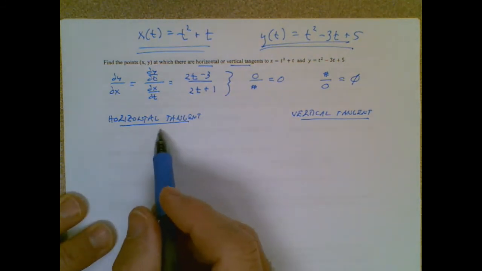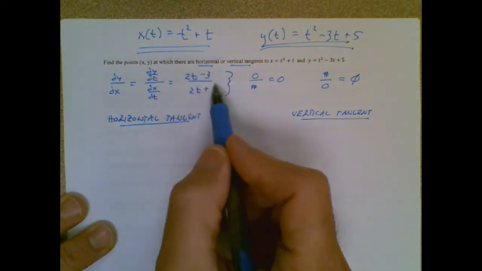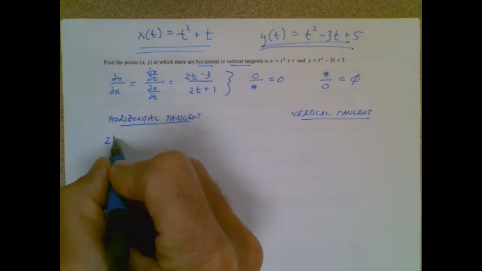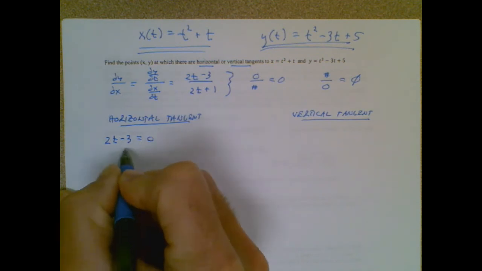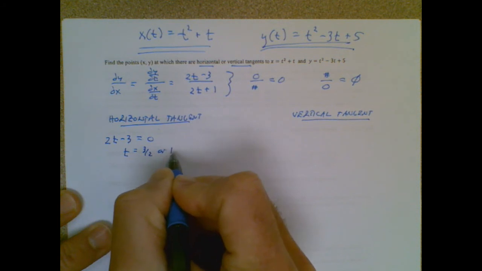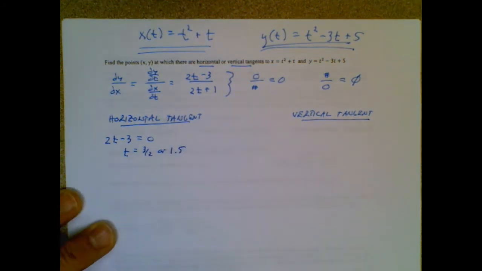So now if I want to find my horizontal tangent, it's when the fraction of my derivative equals 0, which means it's when my numerator equals 0, and that ends up being t equals 3/2, or 1.5 for those of you who are fans of decimals.